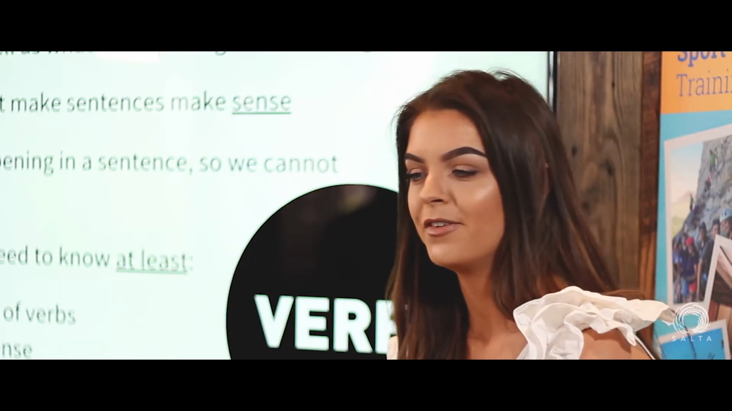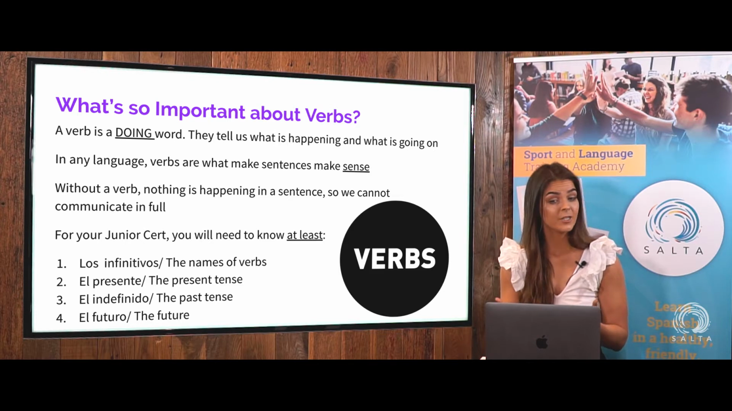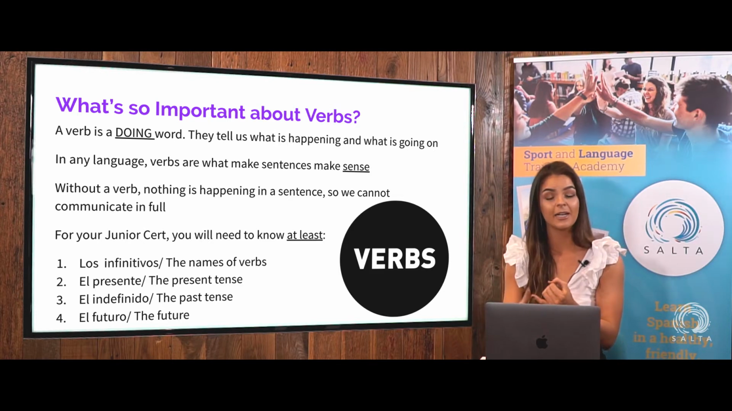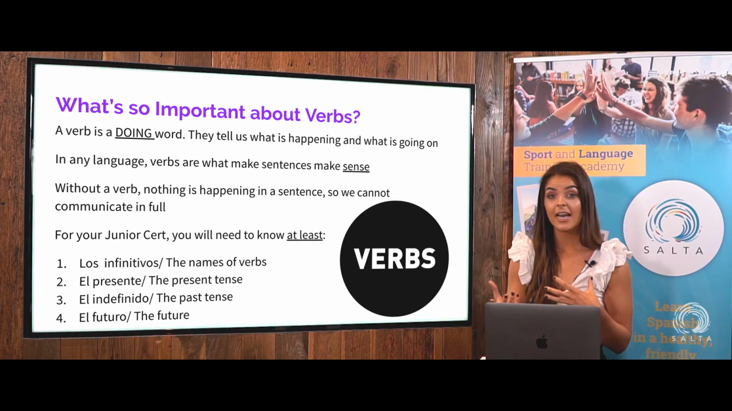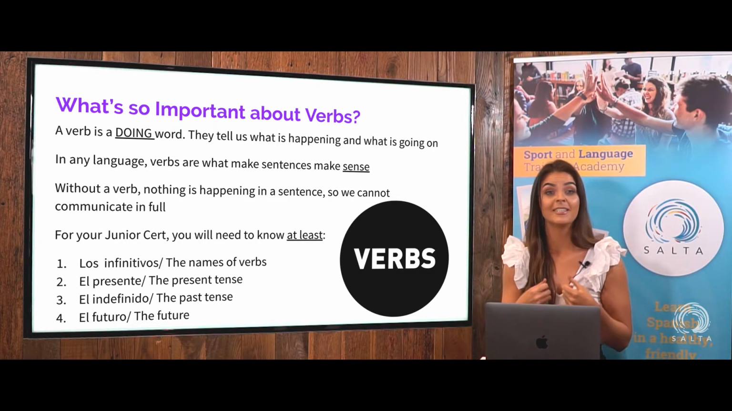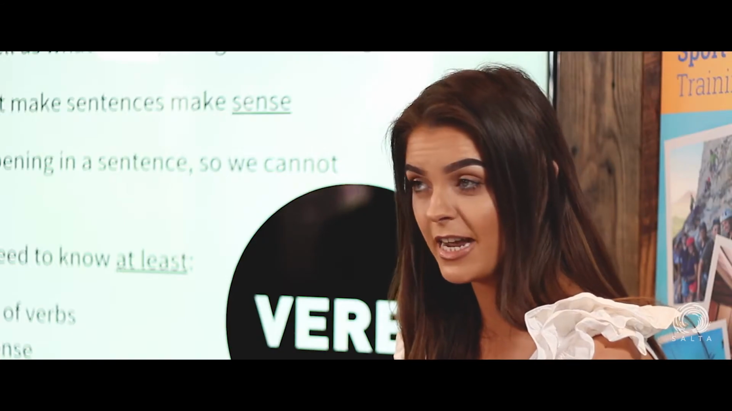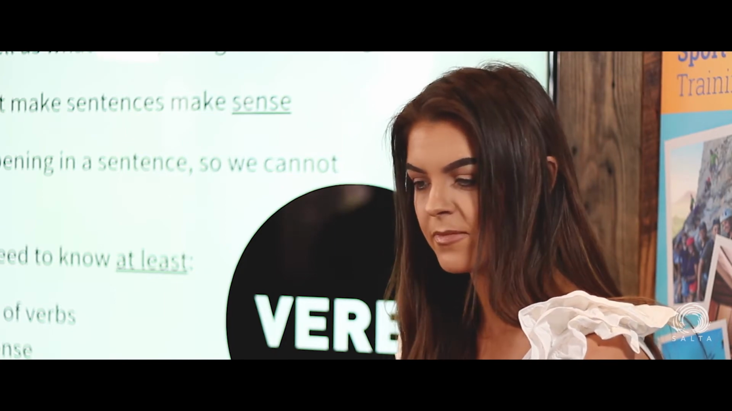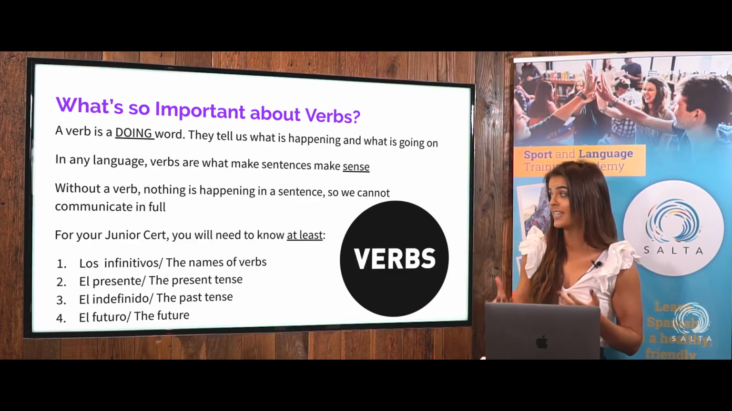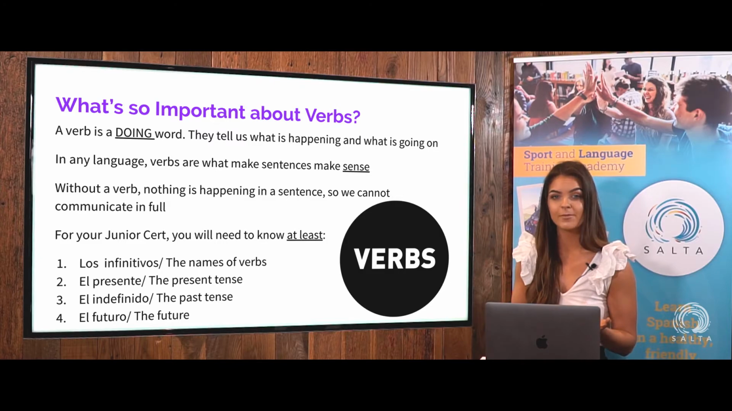What is so important about verbs? So a verb is a doing word. They tell us what is happening and what is going on. In any language, verbs are what make sentences make sense. If a sentence doesn't have a verb, it's not a sentence. So without a verb, nothing is happening in a sentence, so we can't really communicate properly.